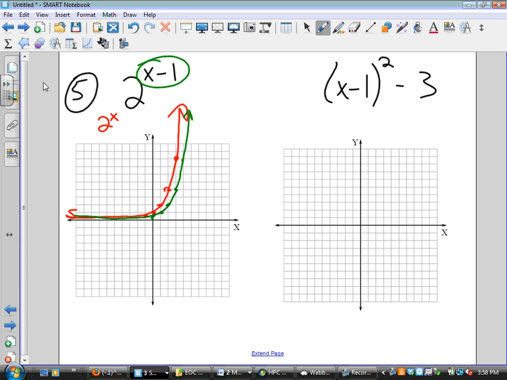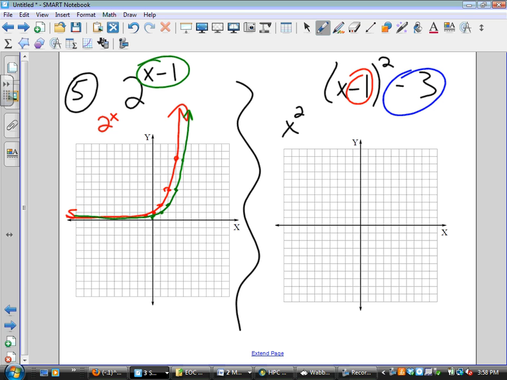Okay, so the next function over here, the parent function is x squared. So we have a couple of transformations going on. One, we're moving to the right 1 unit, a horizontal shift to the right, and then we also have a vertical shift down 3 units. So before we graph the result, let's think about the parent function. The parent function is just x squared. And x squared, we know, is just a parabola. It looks something like this.